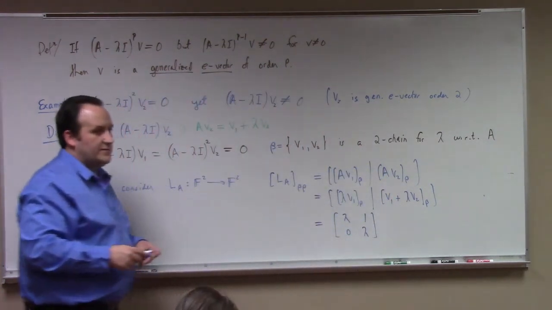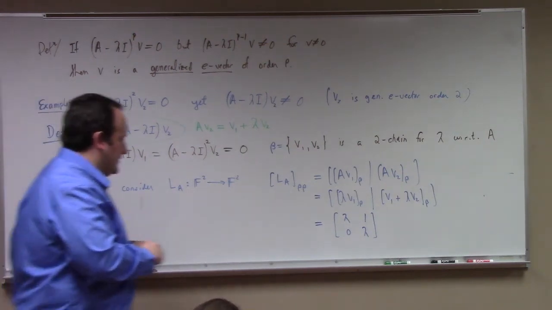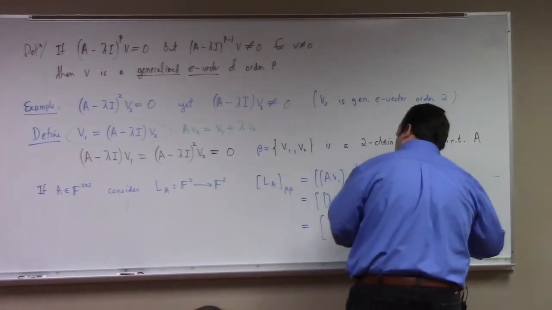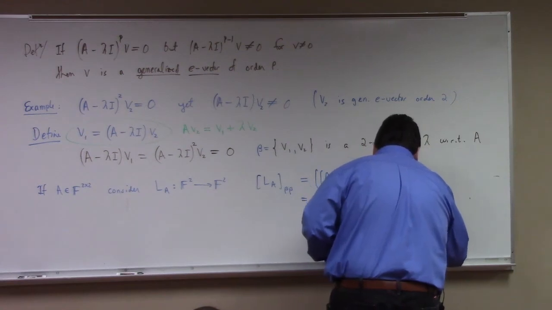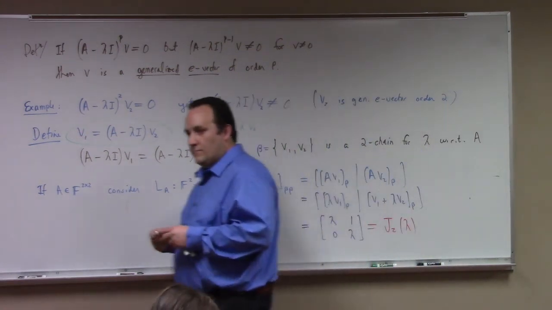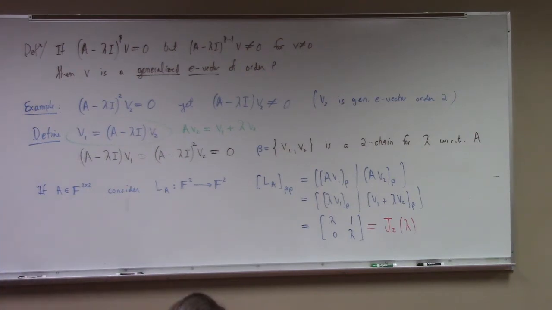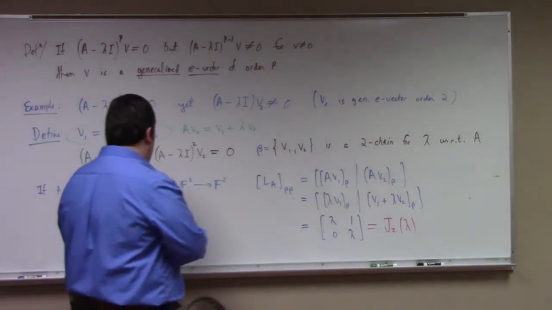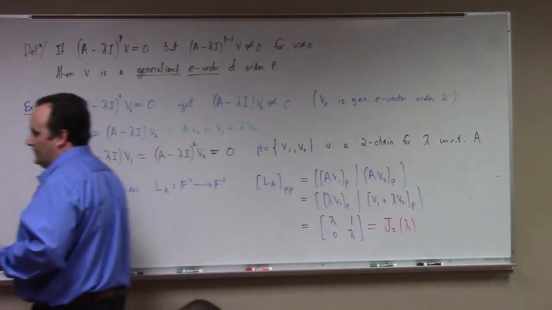This, by definition, folks, is the 2 by 2 Jordan block for eigenvalue lambda. So I invent a notation for this because it's special to us. It's dear to us. This is J2 of lambda, the 2 by 2 Jordan block with eigenvalue lambda. Now, if you can do it for 2, you can do it for 3, right?